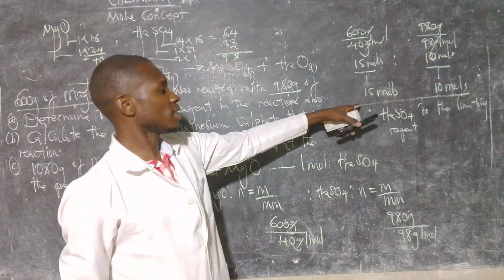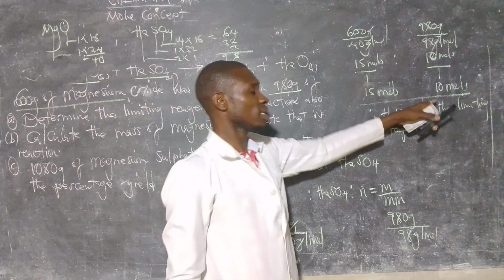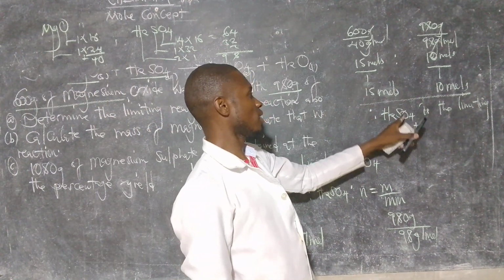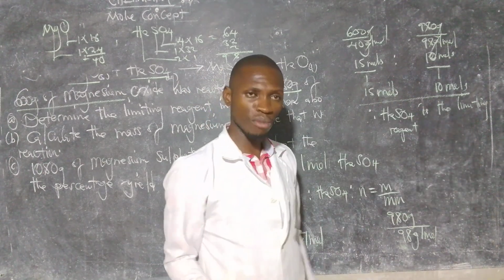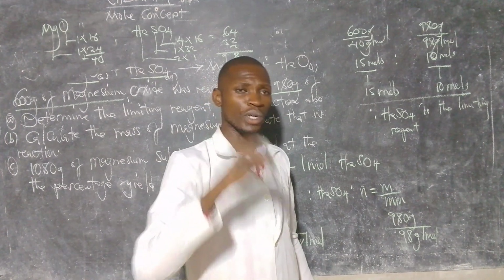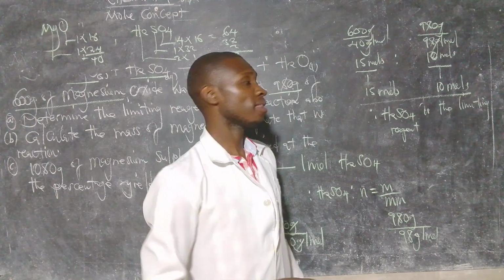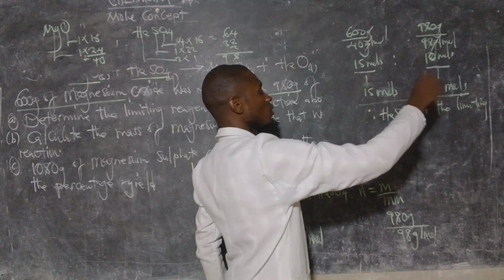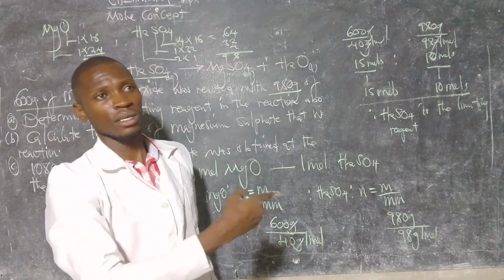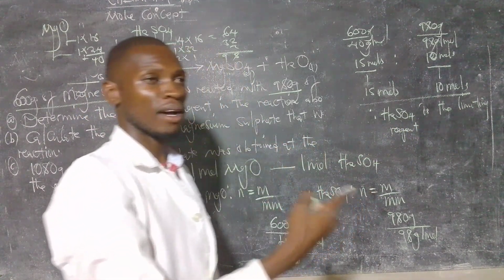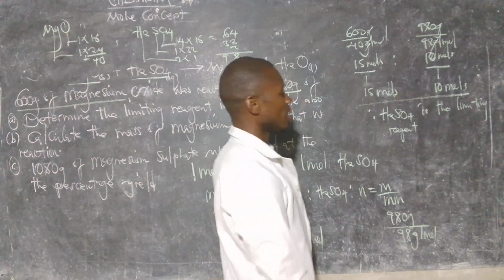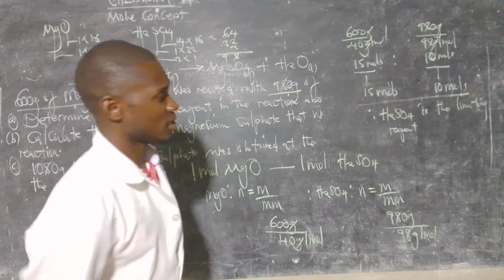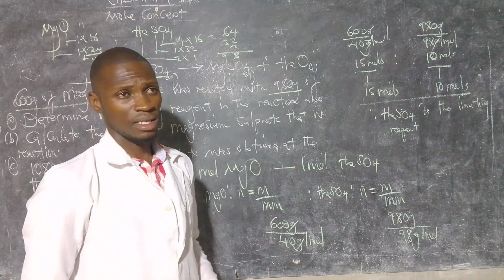reagent. To calculate excess reagent, we need to understand that you subtract 15 moles minus 10 moles. So 5 moles was in excess, which remained unreacted. Therefore, sulfuric acid was in short supply. It determined how far the reaction was. So this is how we answer limiting reagents.